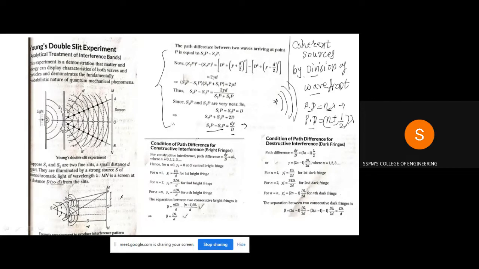Here is the first slit S1, here is the second slit S2. The distance between S1 and S2 is the separation between two slits. That is d, this distance. Okay? So d into y. What is y? y is the displacement.